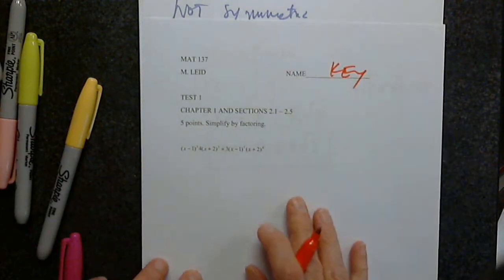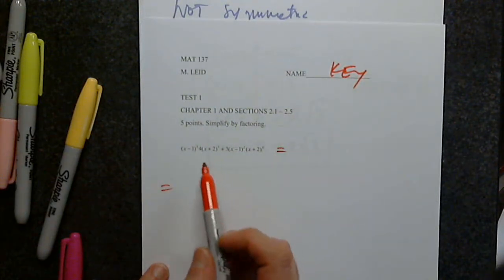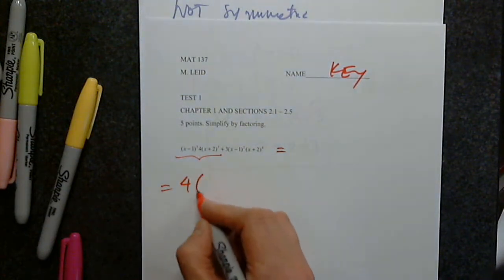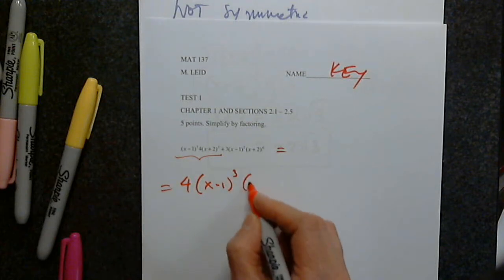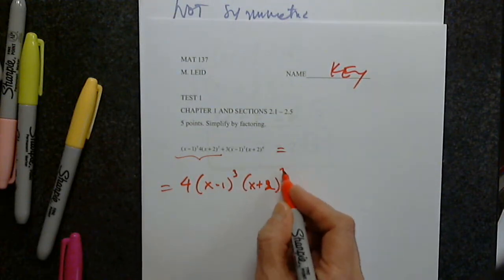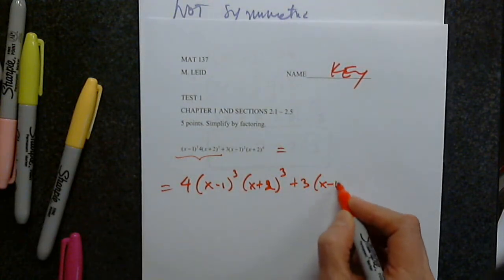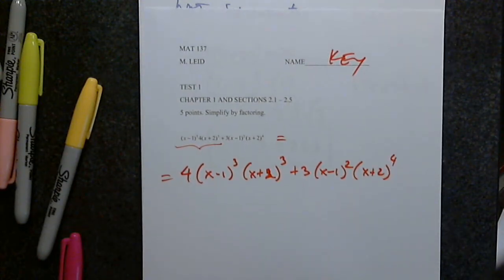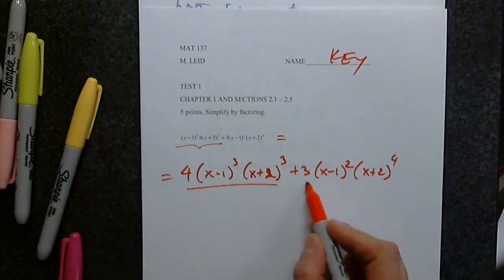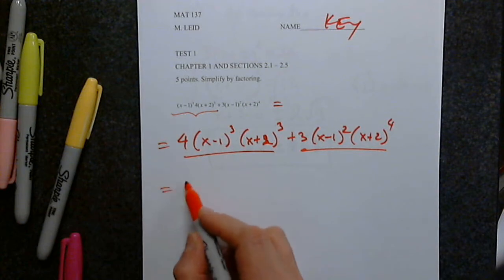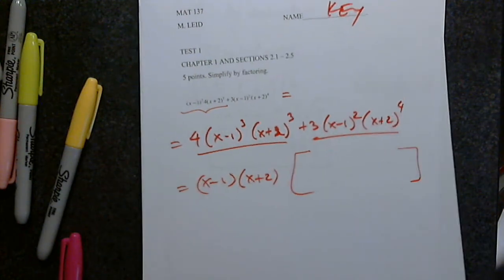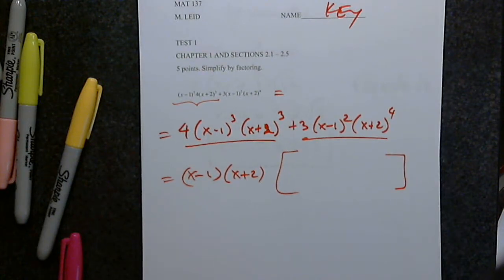So here I see the first term, which has a 4 inserted in there. So I'm going to put it in front to organize everything. Plus 3 to the third, and plus 3, x minus 1 squared, x plus 2 to the fourth. Just to rearrange it a little bit. Then I see that these two terms have common factors. And I see x minus 1 and I see x plus 2. But I haven't established exponents yet.